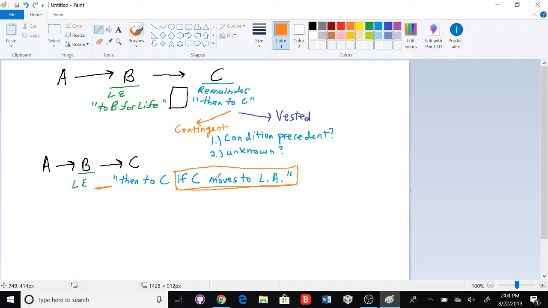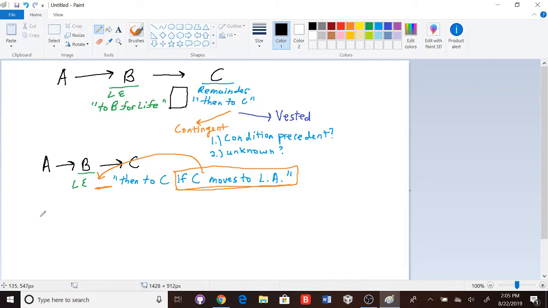And so whenever I'm diagramming these things on an exam or in class or on an exercise, I'll take this language, box it off, and move it in front of the words then to C because it's a condition precedent. So B has a life estate, to B for life, and if C moves to LA, then C can take possession. Now that's a condition precedent, right? So that means they have a contingent remainder.